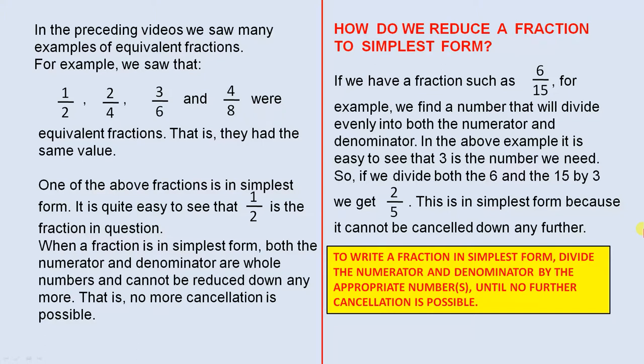To write a fraction in simplest form, divide the numerator and denominator by the appropriate number or numbers until no further cancellation is possible. Let's see some examples now.